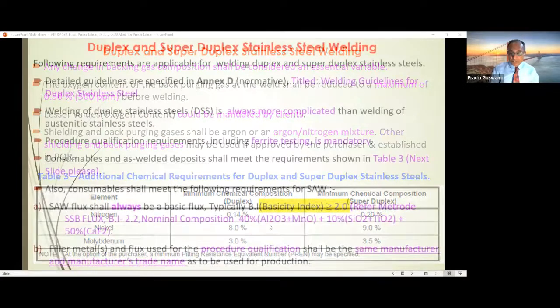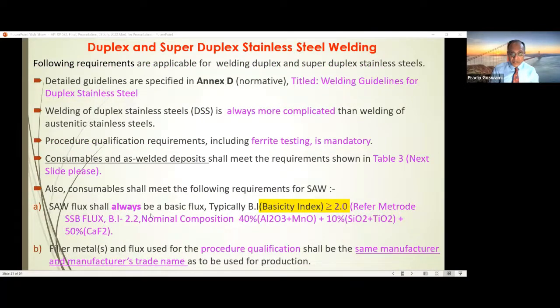Filler metal and fluxes used in the qualification shall be from the same manufacturer and manufacturer's trade name, and that should be used for the production. What it says very clearly is that when you are qualifying the weld procedure with a brand from a reputed manufacturer, say Metro, if you're qualifying the procedure with the Metro products, better stick with the same product in your production welds also. Do not try the equivalence theory for duplex stainless steel. Why is this so? Because this material is not easy to use. This material is unpredictable, and so are the welding consumables also.